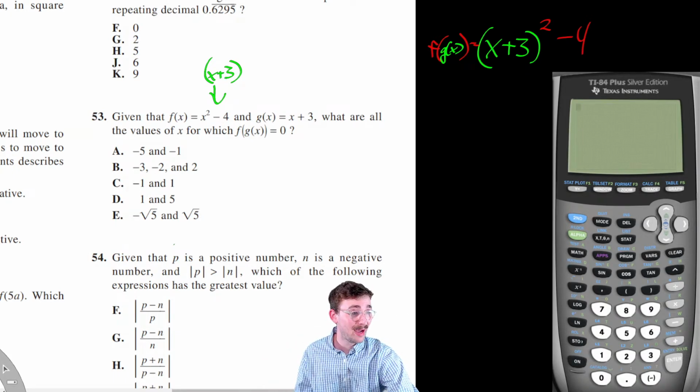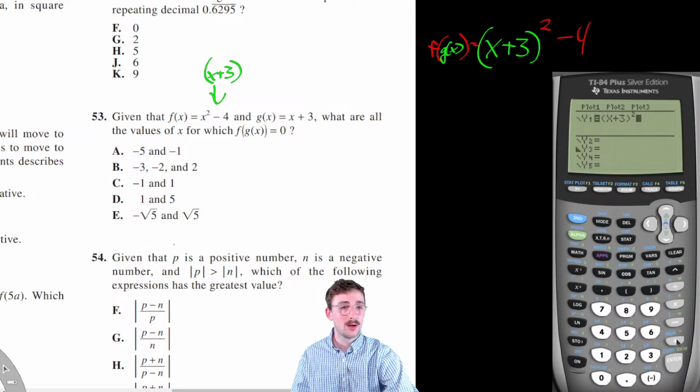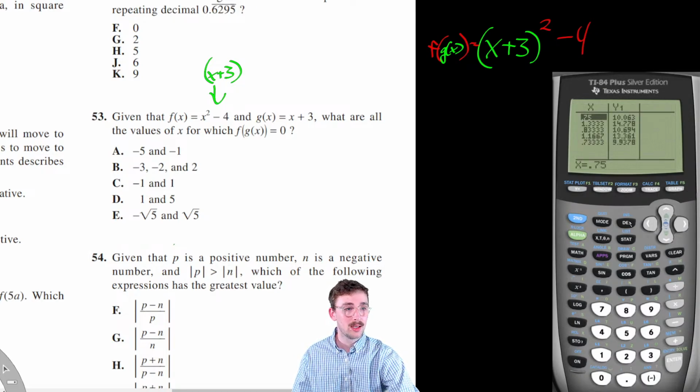Set it equal to 0 and factor. But again, this is that really cool calculator trick that I love showing off. X plus 3 squared minus 4. And then I'm just going to go over here and plug in each of those answers. So -5, -1, -3. Oh, both those are 0.